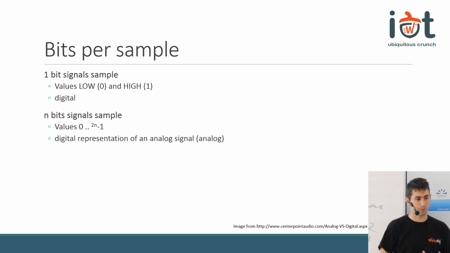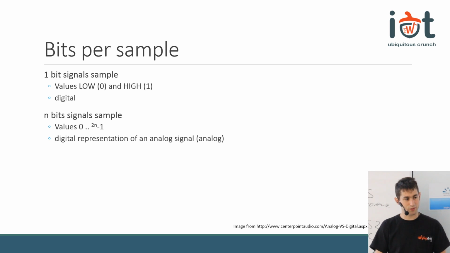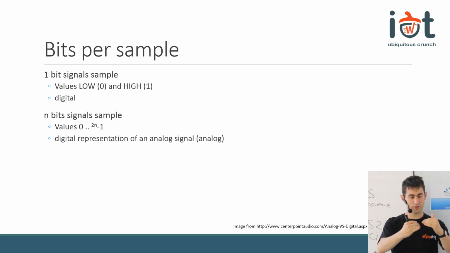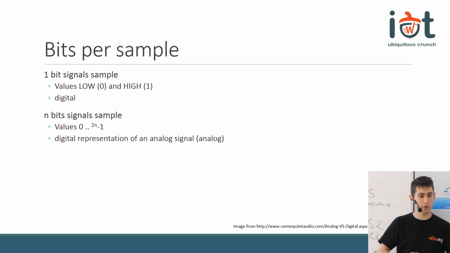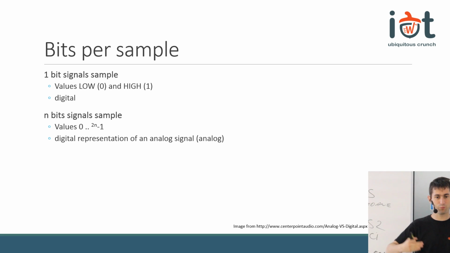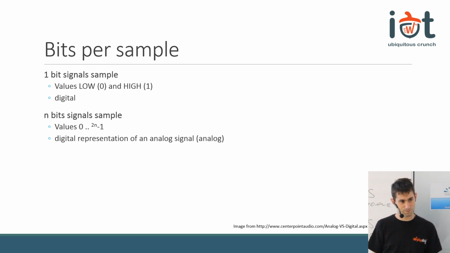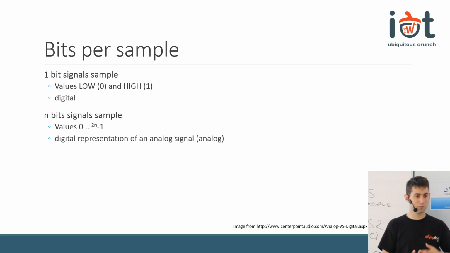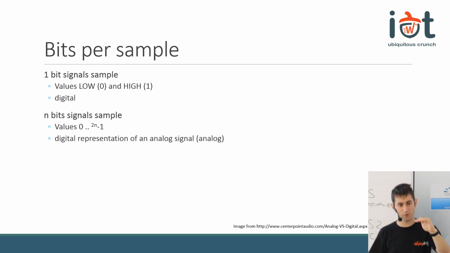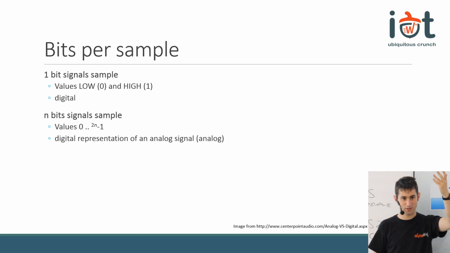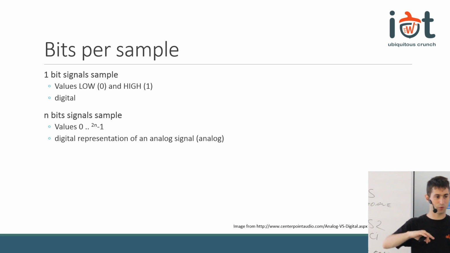Okay, so bits per sample. The idea is that for recording a signal, we make measurements at a certain amount of time. Now, when we make a measurement, we have a number of bits on which we can store that measurement. If we have 1 bit, then we can measure the signal, and we can say, okay, if it's below half, then it's 0. If it's above half, it's 1. So basically, that's a really simple measurement. And this is usually what we call a digital signal.